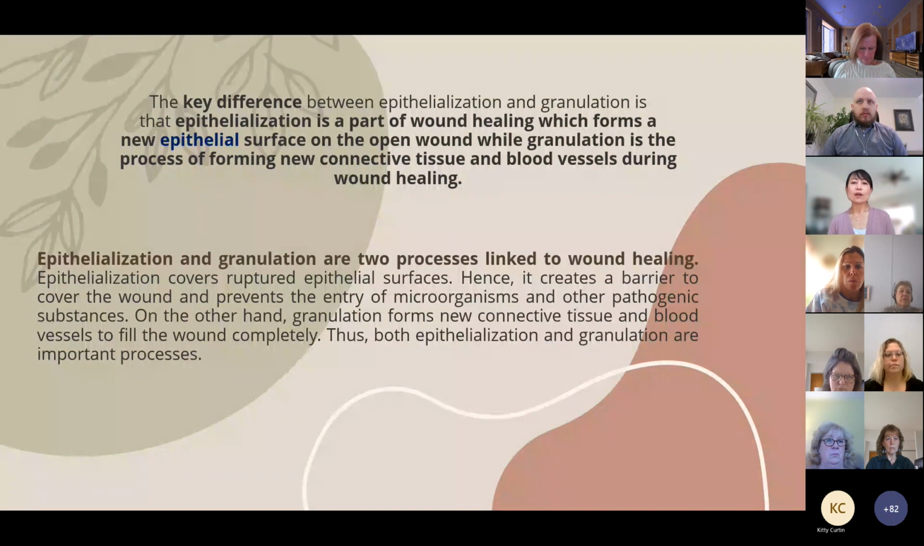Okay, so just also FYI, the key difference between epithelialization and granulation is that epithelialization is a part of wound healing which forms a new epithelial surface on the open wound, while granulation is the process of forming new connective tissue and blood vessels during wound healing. I put it in here because I believe this is important for the team nurse to share this information, because sometimes the sharing provider can ask, is that really healing, or is that okay to look like that? So okay, anyway, next slide.